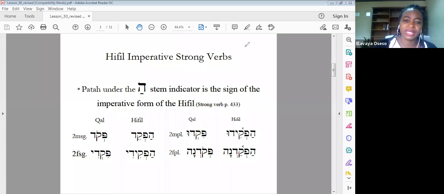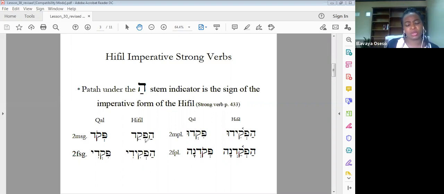So when we come to the Hiphil imperative, and this is with the strong verbs, the stem indicator will be a pata under the he. When you see the pata under the he, you know that this is an indicator of the imperative form of Hiphil. Okay? We have seen that with the other forms of Hiphil, we have the hirek at the beginning as the stem indicator. So pata under the he is an indicator of the imperative form of Hiphil.